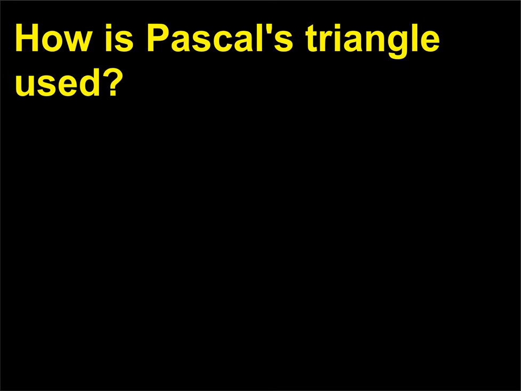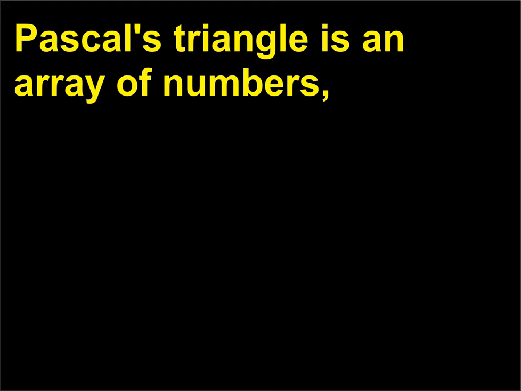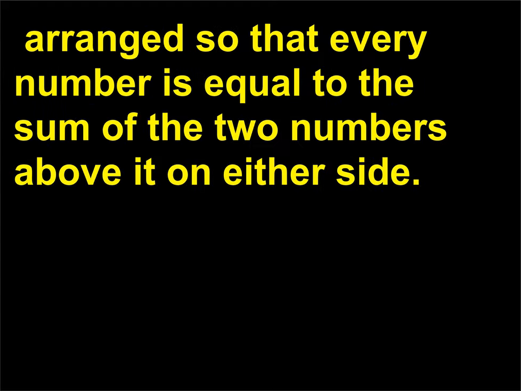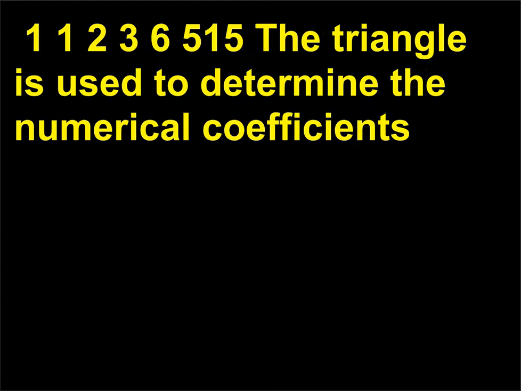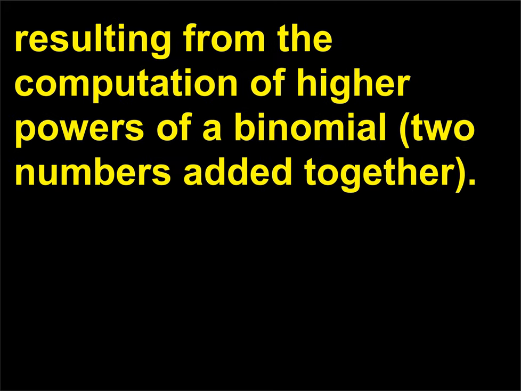How is Pascal's triangle used? Pascal's triangle is an array of numbers arranged so that every number is equal to the sum of the two numbers above it on either side. It can be represented in several slightly different triangles, but this is the most common form. The triangle is used to determine the numerical coefficients resulting from the computation of higher powers of a binomial, two numbers added together.